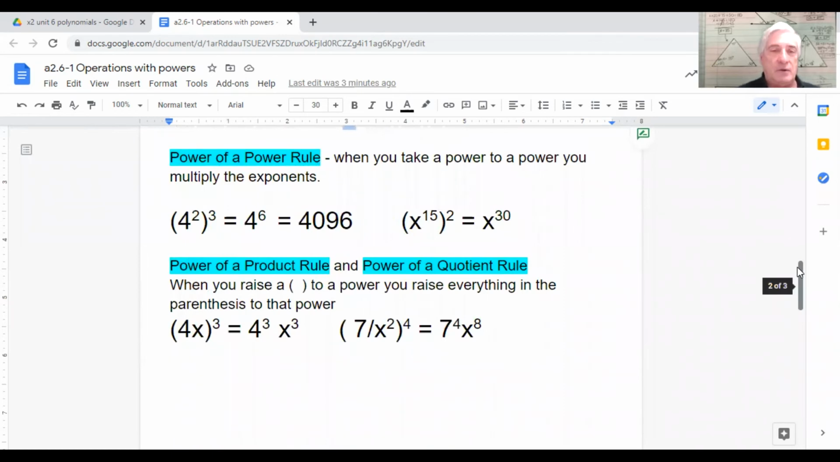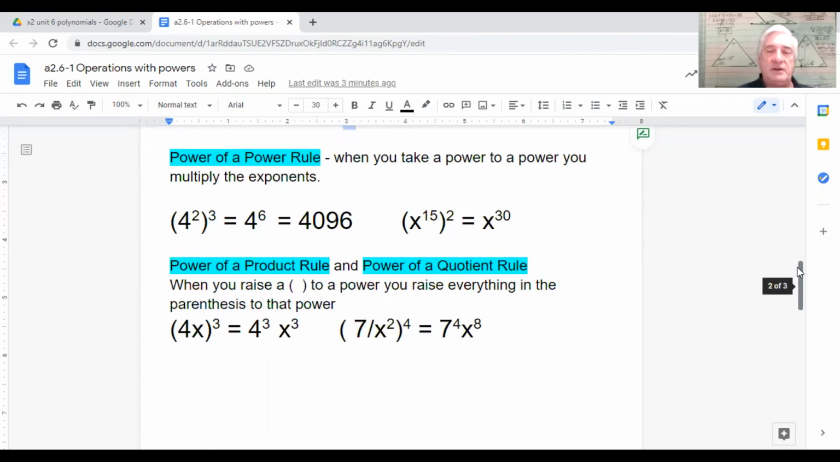Here's the power of a power rule. If you raise an exponent to an exponent, that is, we have 4 squared, and we're going to multiply that times itself 3 times. The exponent actually means 4 squared times 4 squared times 4 squared. If you add all that up, you got 6 of them. So the power of a power rule is when you raise an exponent to an exponent, you multiply the exponents. 4 squared cubed is 4 to the 6th, which I'll get a calculator for because I don't know if I can do this in my head, but I think I came out with 4096.